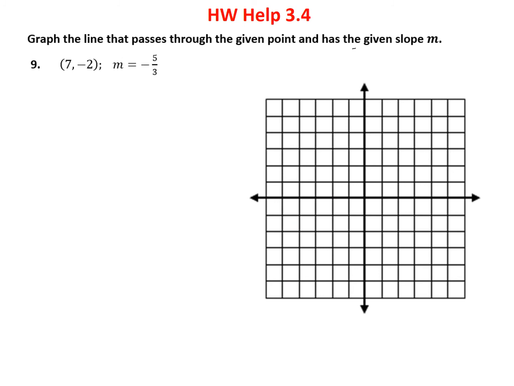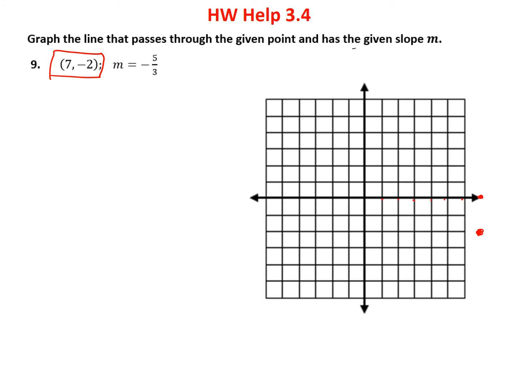Problem 9 is just like problem 8. Let's begin with our point. And we'll put that on the graph. So I have x is 7. So 1, 2, 3, 4, 5, 6, 7. That's not going to be real great for us. Minus 2 is down here. The graph's obviously not big enough.